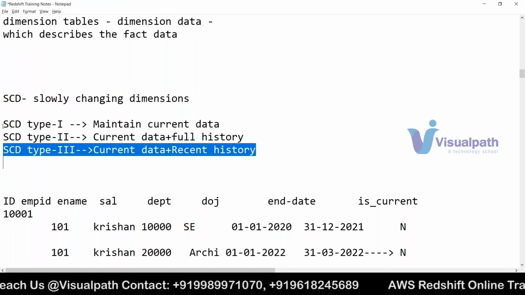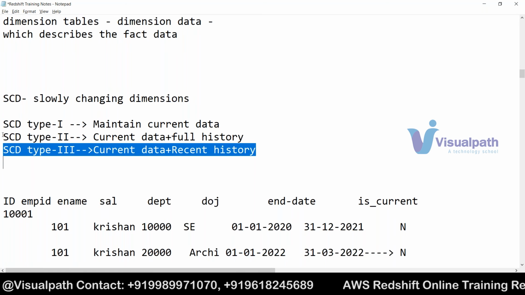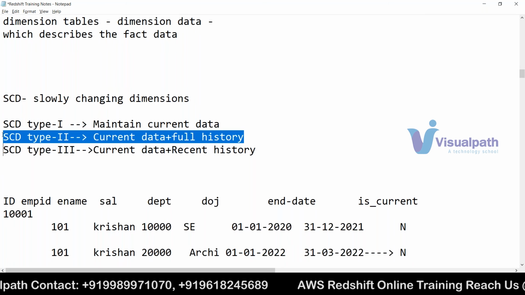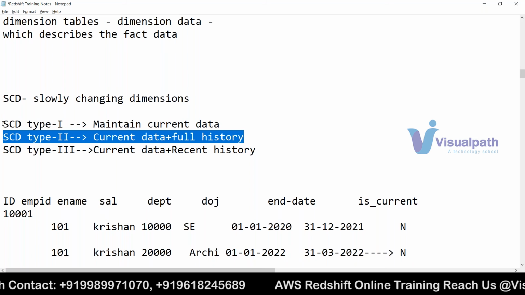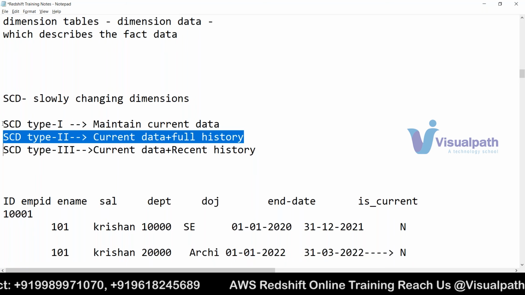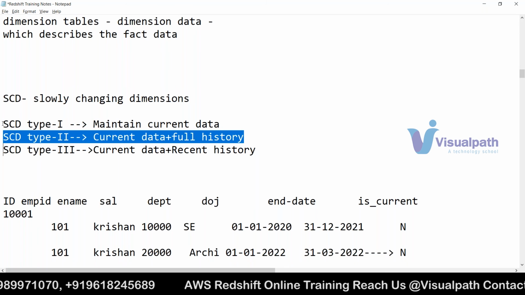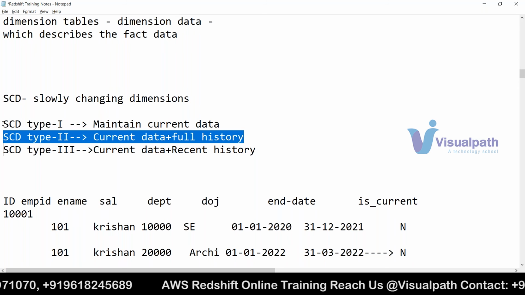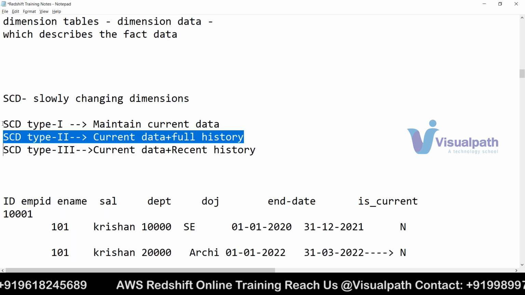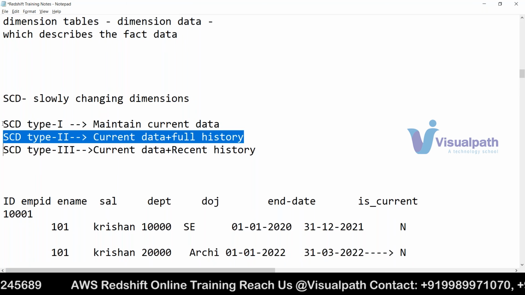Among them, SCD type 2 is the most important. In every interview I have given, they asked about this SCD type 2. You also know SCD type 2 is such an important thing that in every interview it will keep coming: What is SCD type 2? How do you implement it? SCD type 2 means it will maintain current data plus complete history. That is SCD type 2. You will maintain the complete history.